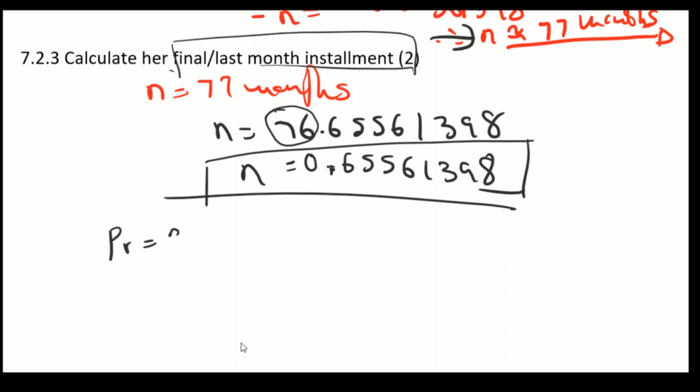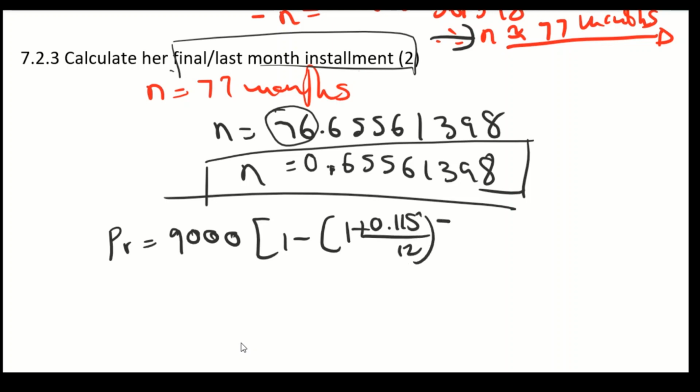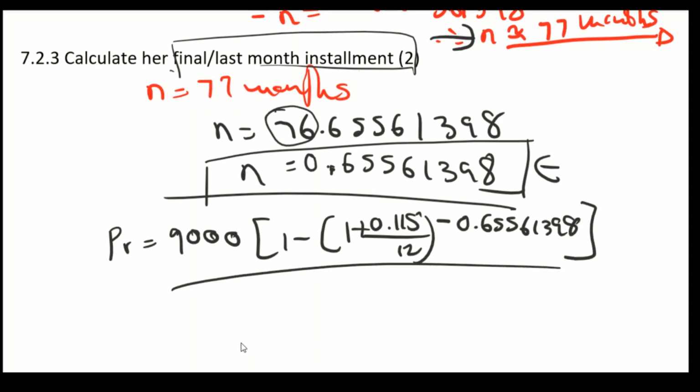So we're just going to say PV is equal to our 9,000 into 1 minus 1 plus 0.115 over 12 to the power of negative 0.65561398, close brackets, all over 0.115 over 12. And then because it's going to be made in 1 month, just 1 month, we're talking of the final payment, just 1 month before the period ends, we're going to multiply with 1 plus 0.115 over 12, right?